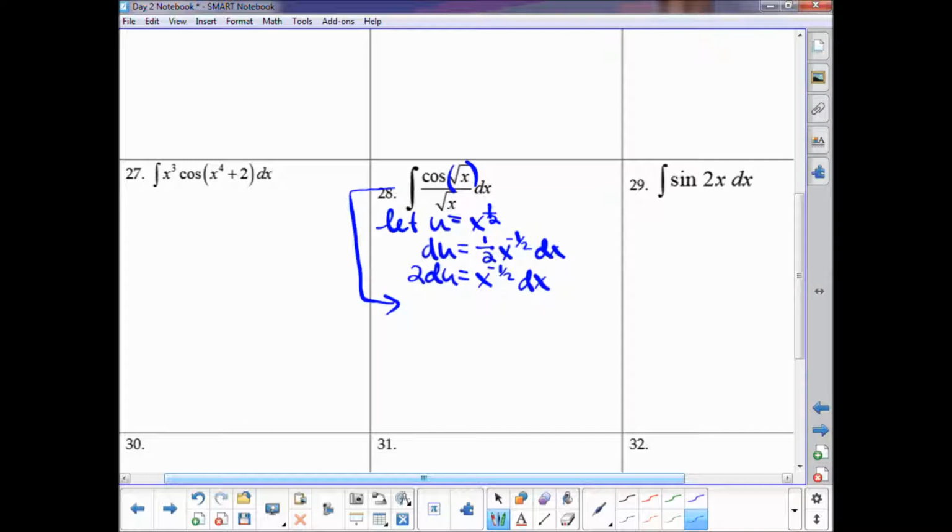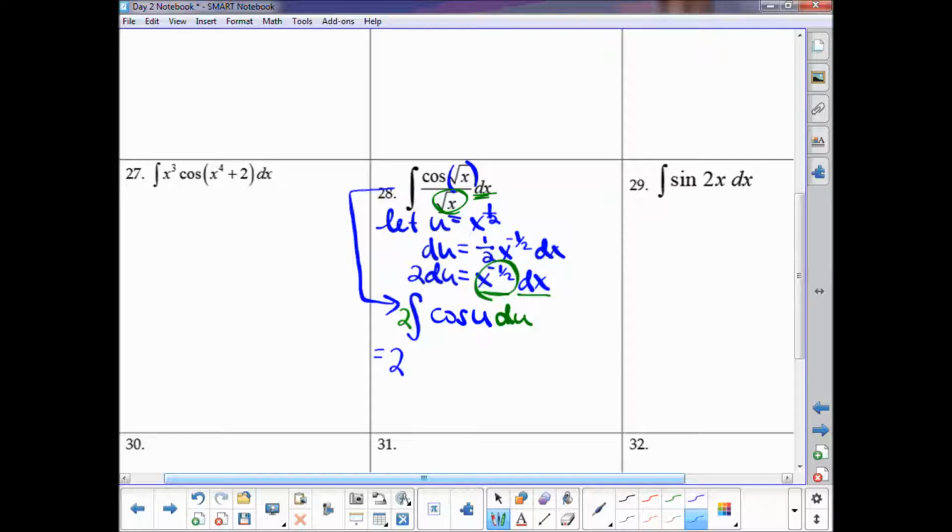So let's see what we've got. Cosine of square root of x becomes cosine of u. And then x to the negative 1/2 dx. Do you agree that this square root of x in the denominator is the same as x to the negative 1/2? Are we fine with that? So let's just replace that with 2 du. I'm going to leave my 2 out in front now. And then let's integrate.